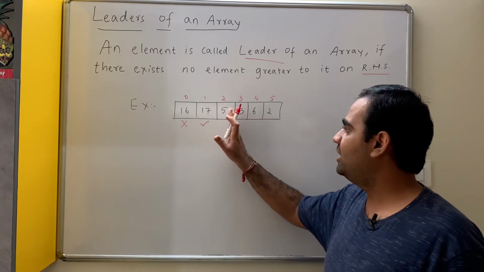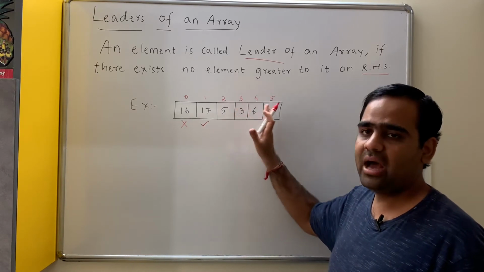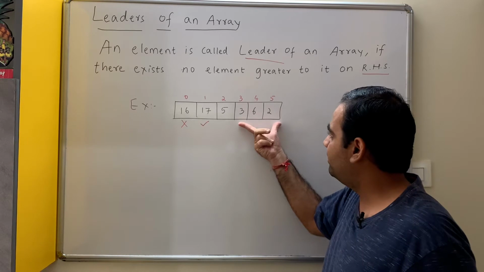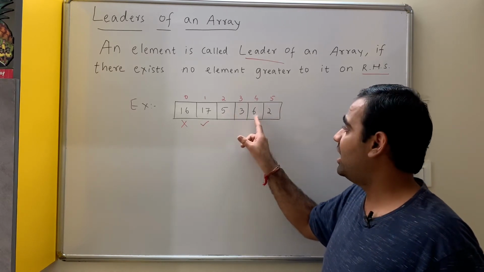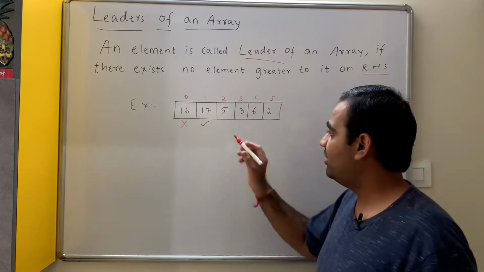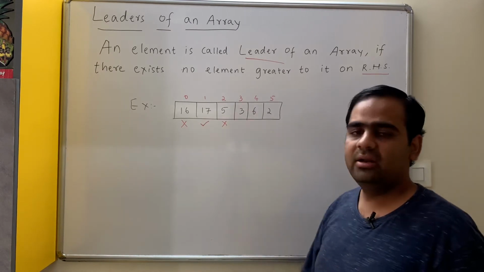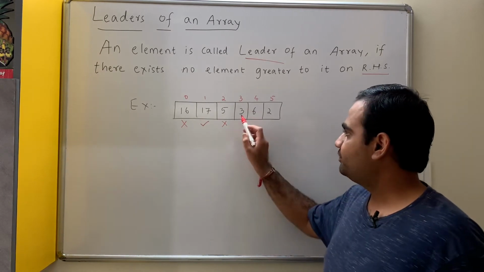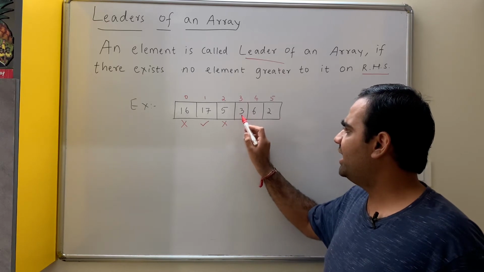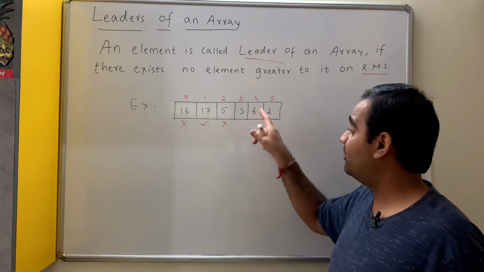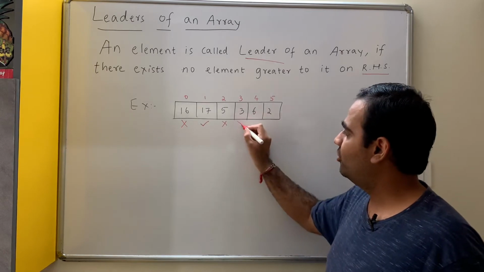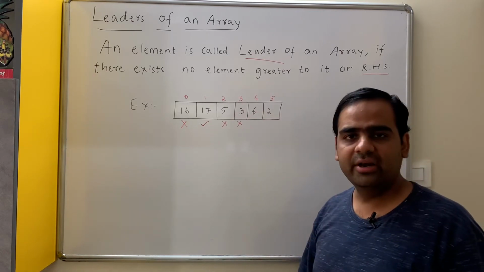Is there any element greater than 5 on the RHS subarray? RHS subarray means indices 3, 4 and 5. Yes, there is an element which is greater than 5 on the RHS subarray, that is 6. Therefore 5 is not a leader of the array. Now let's take 3. Is there any element greater than 3 on the RHS subarray? Yes. And what is that element? 6. Therefore 3 is also not the leader of an array.